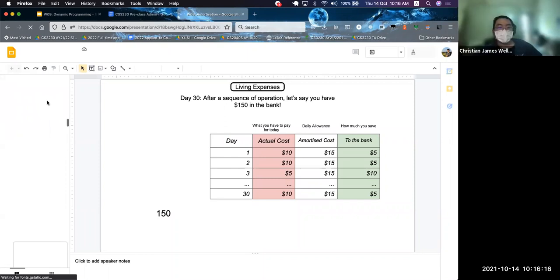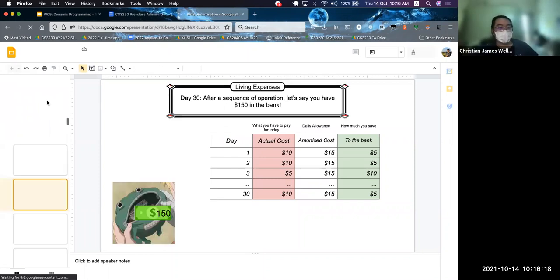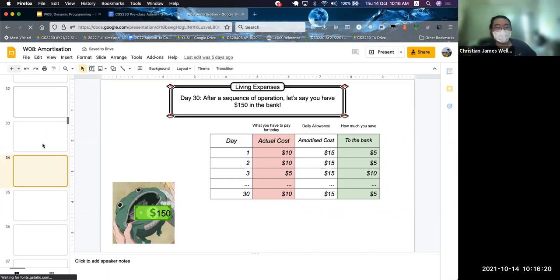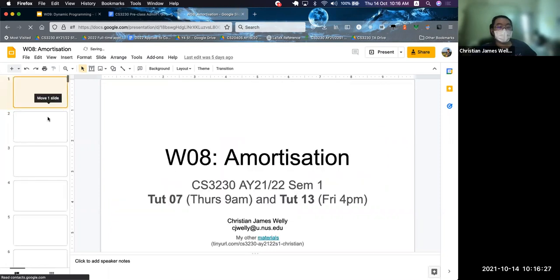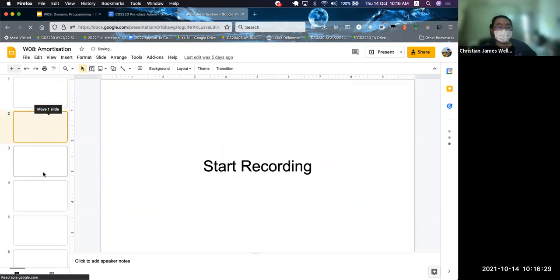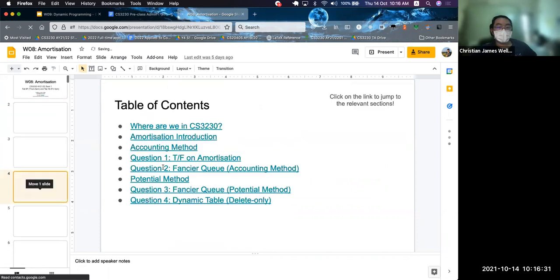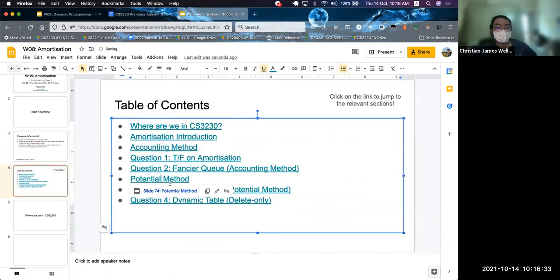The cons of having a lot of slides is it takes a while to load. Okay, potential method.